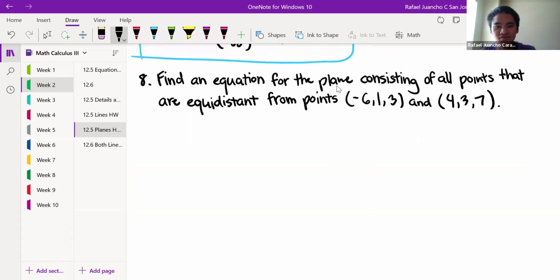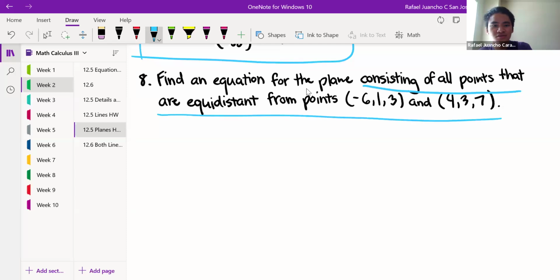So again, to find an equation for the plane, we need a normal vector and we need an initial point. So how do we find the normal vector and initial point? Well, here we have this information. It has all points that are equidistant. What do we mean by equidistant?